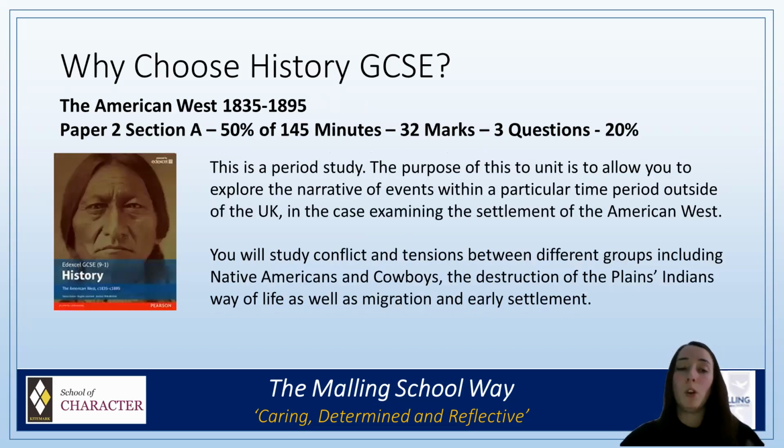The next topic that we'll look at in Year 11, and this is the American West, and this forms part of paper 2. We will examine conflicts and tensions that exist in the settlement of the West between groups such as Native Americans and cowboys. We'll look at other tensions as well, for example, between settlers and between railroad companies, and really look at how the settlement of the West impacts a number of different groups and unfortunately eventually does lead to the destruction of Plains Indians' way of life.